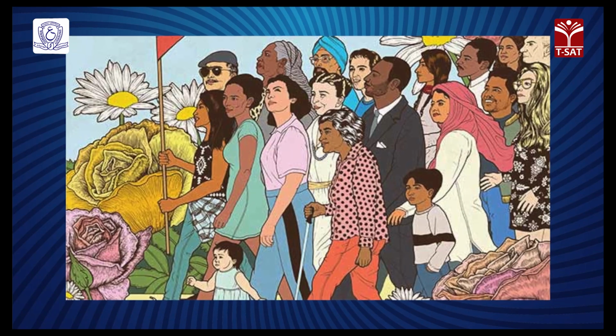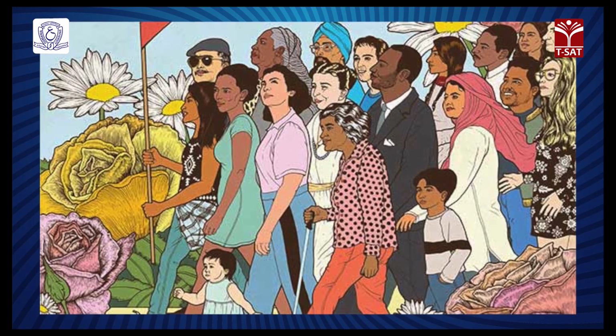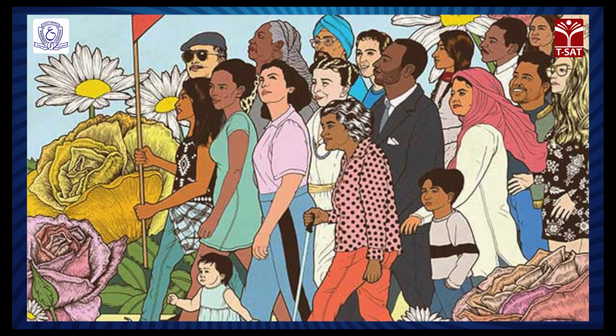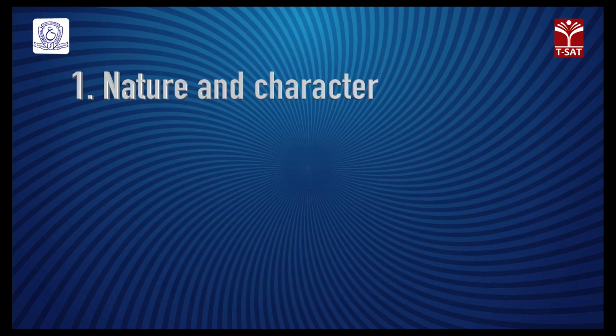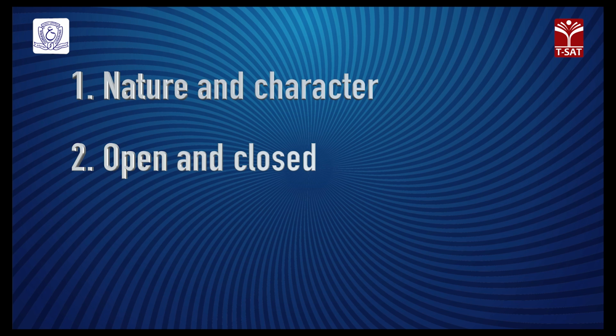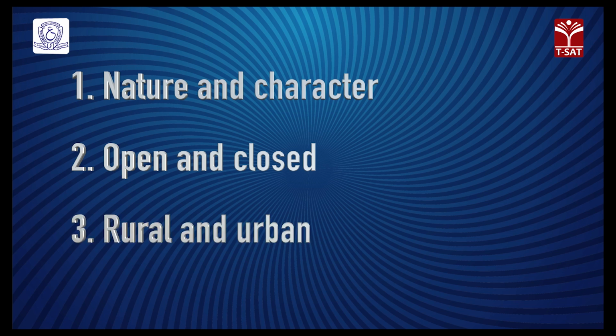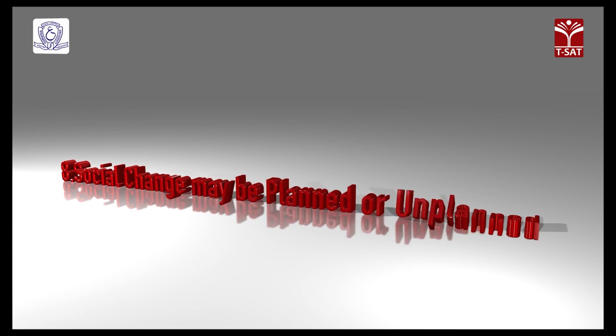The tempo or the rate of change is also not governed by any universal laws. The rate of change varies considerably from time to time and society to society, depending upon its nature and character. It may be open and closed, rural and urban, and others. Social change may be planned or unplanned.